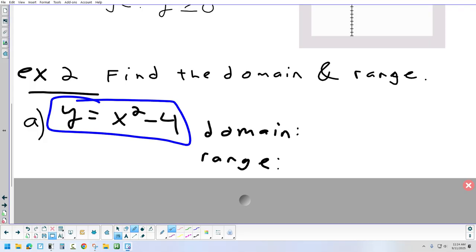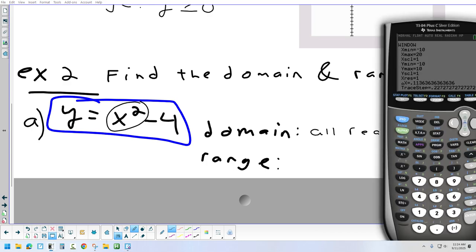You can take any number you want in math and raise it to the second power. That's never an issue. Positives, negatives, fractions, decimals, pi, any number. So the domain, again, we can get that by looking at the picture. But range, that's a little bit harder. We're going to graph that.